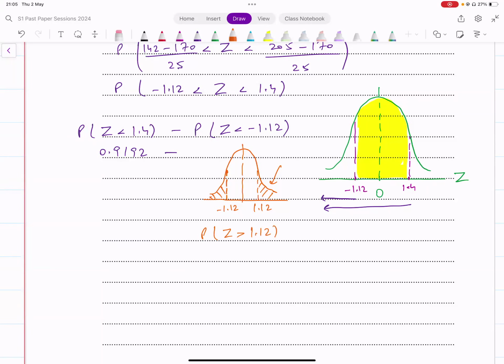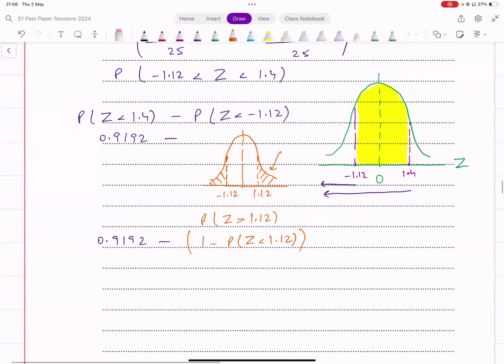We also can't find that directly. We say, let's find the region to the left of 1.12, subtract that from 1. So it's the same thing as saying 1 minus probability of Z less than 1.12. And this is what we can find. We can say subtract from 0.9192 all of this region. And that is going to give you the result. Okay, now this is in standard form. This is in standard form now, Z less than 1.12.